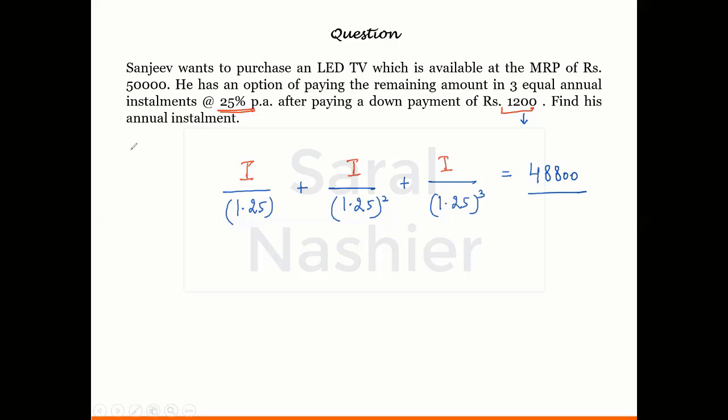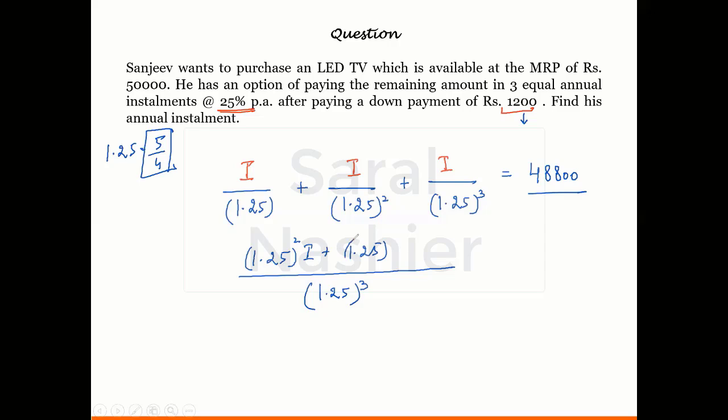Now here, to make the question a bit easy, you can write 1.25 as 5 by 4. If you take these fractions, the question can be made easy. This is completely up to you whether you want to use it or not, but just taking the fractions sometimes makes the job easy for us. So let's take the LCM of all these numbers. Currently I'm not taking fractions because probably you would not have solved by that method. So it is 1.25 cube. In the numerator, I have 1.25 square into I plus 1.25 into I plus I is equal to 48800.